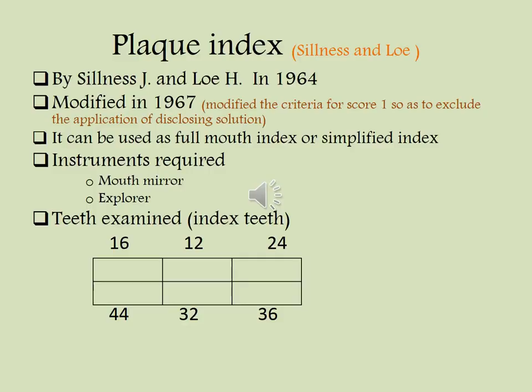This plaque index can be used as a full mouth index or simplified index, but most commonly we use the simplified plaque index in which only the selected teeth are examined. The instruments required for recording this index are mouth mirror and explorer. The teeth examined in the simplified version of this index are 16, 12, 24, 36, 32 and 44. These 6 teeth are also called index teeth.